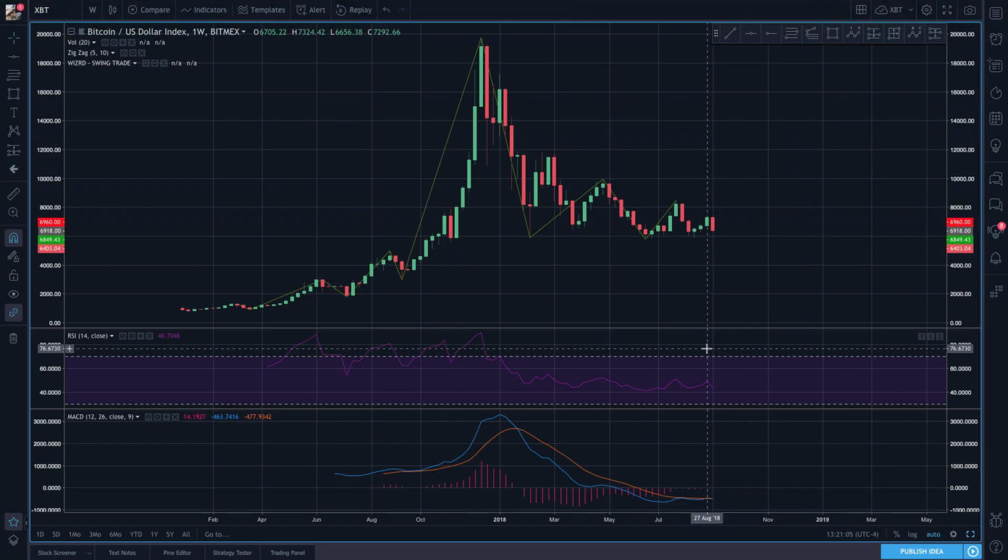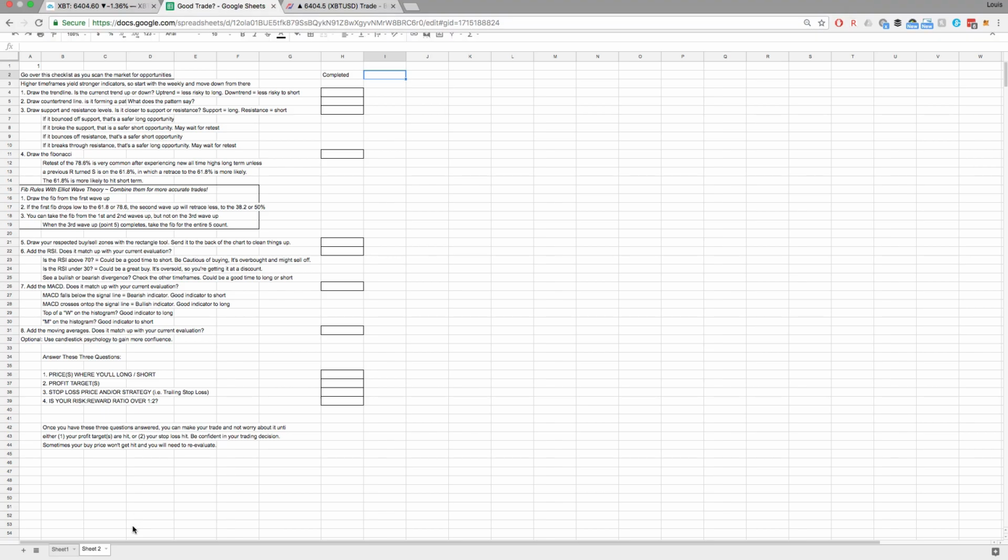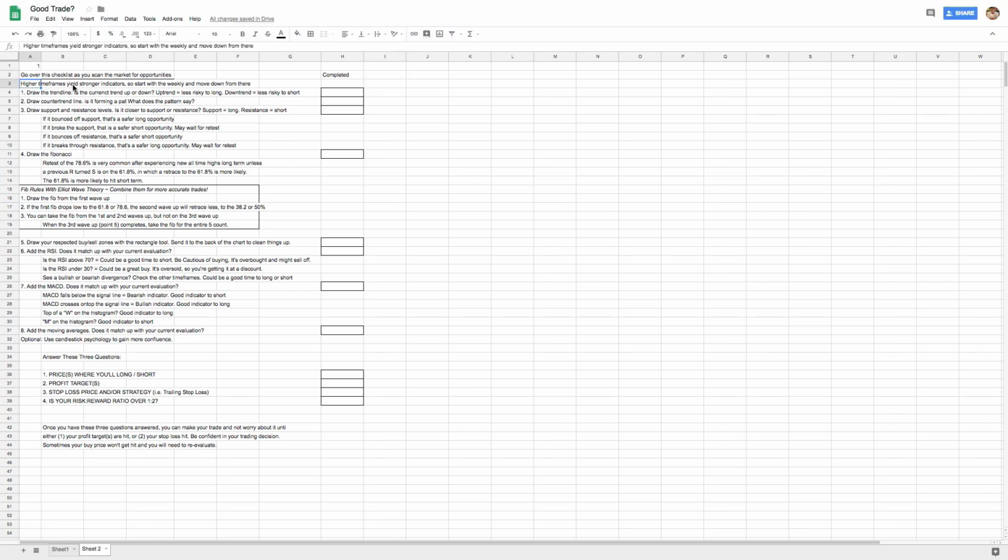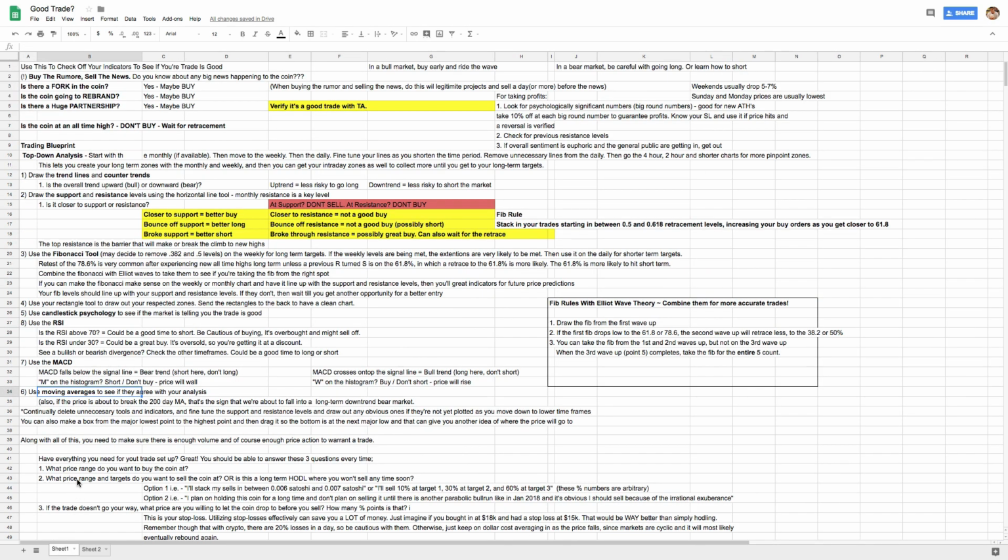Starting off on the weekly, this is the first thing that we're supposed to do. Well, higher time frames yield stronger support. So the first thing is to draw the trend line. Is the current trend up or down? Uptrend is less risky to long, and downtrend is less risky to short. Is that the same thing over here? Right. Top-down analysis. Start with the monthly if available.